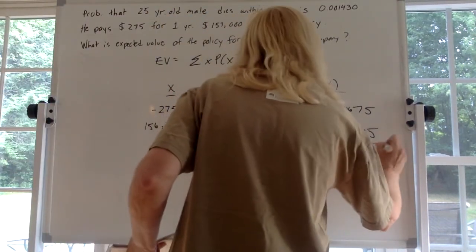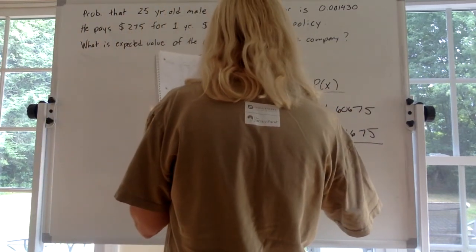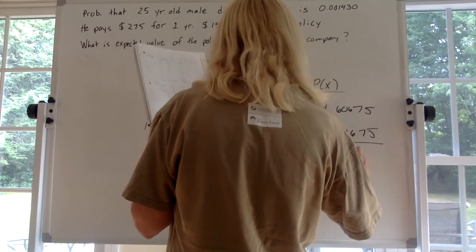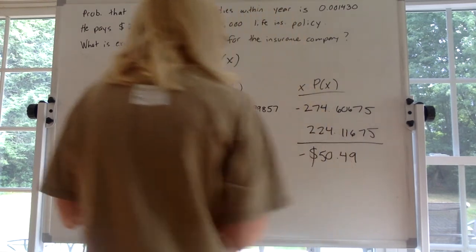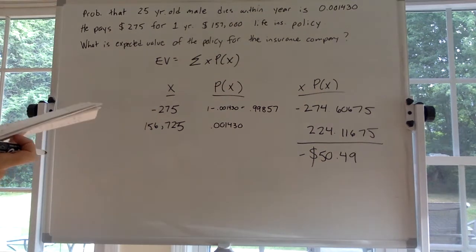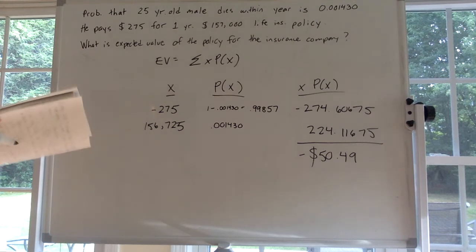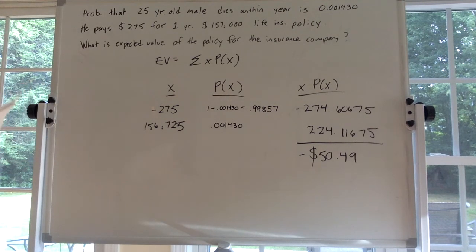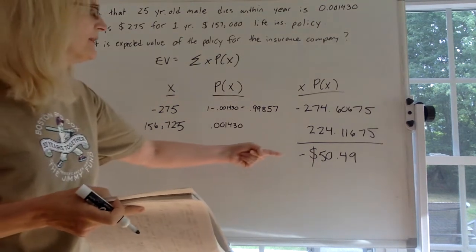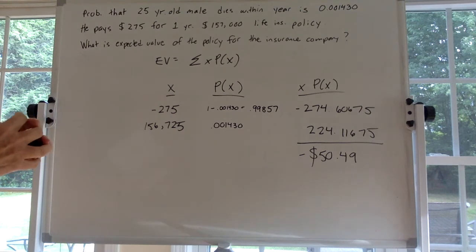So you just take your calculator, you add them up, you get negative 50.49. So think of that as dollars, right? So how do you interpret that? Well, that means if the insurance company sold a bunch of these to a bunch of different males, on average, the male's going to be down $50.49, because most of the time the guy's going to live, and every once in a while you get some poor guy that's going to die.